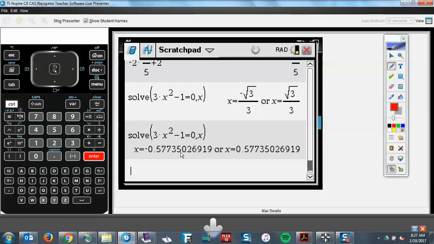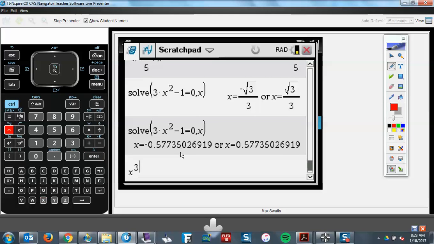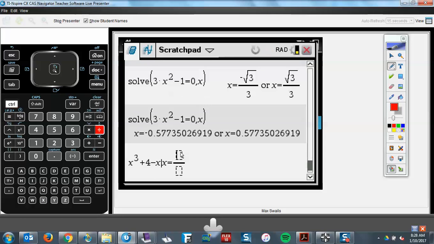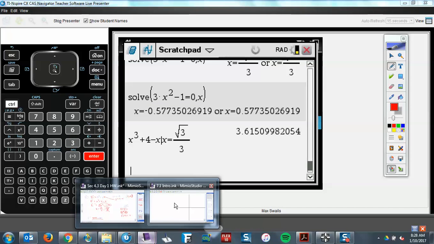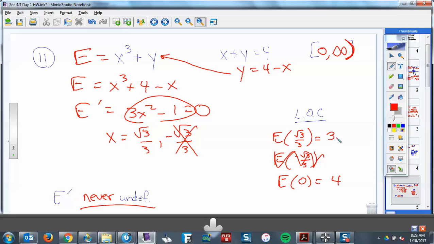Just put root 3 over 3 into that. Which equation? The original. Yeah, the original. So it'd be x cubed plus, was it 4 minus x? Root 3 over 3 plugged into it. You can hit Control Enter to get a decimal. It's probably good because when you're doing a list of candidates, it's always good to have decimals. So 3.615. And they want the minimum value.